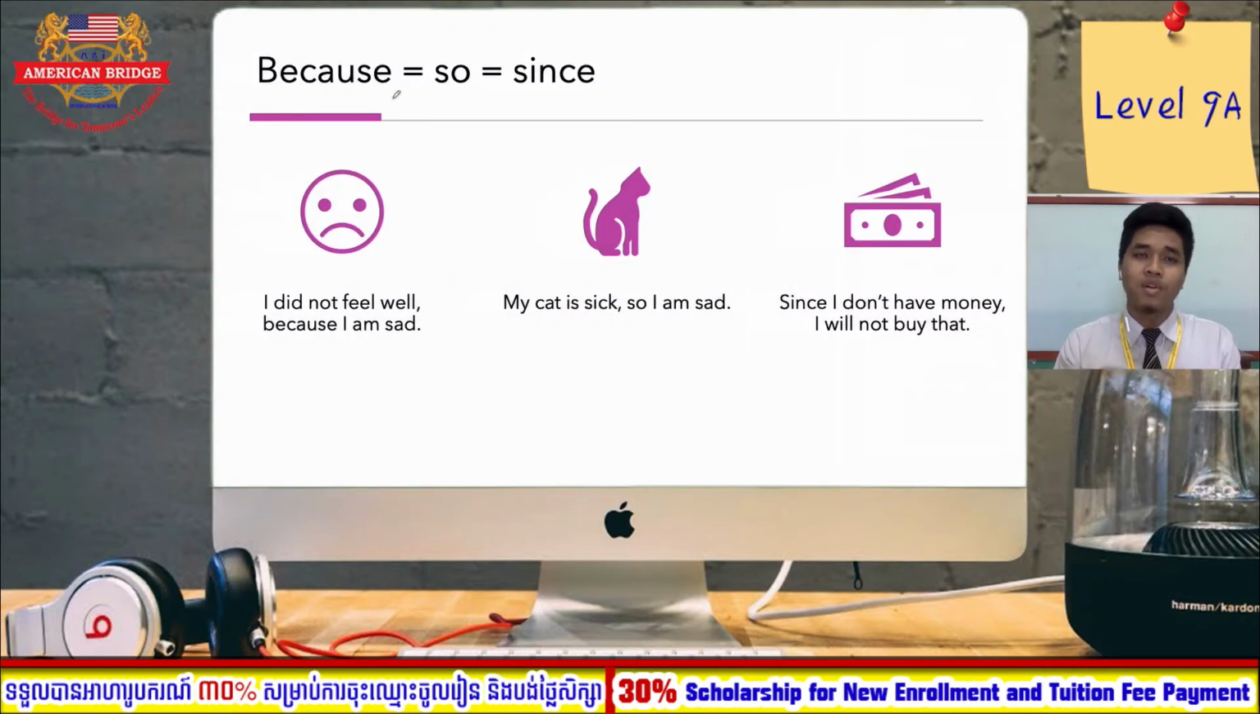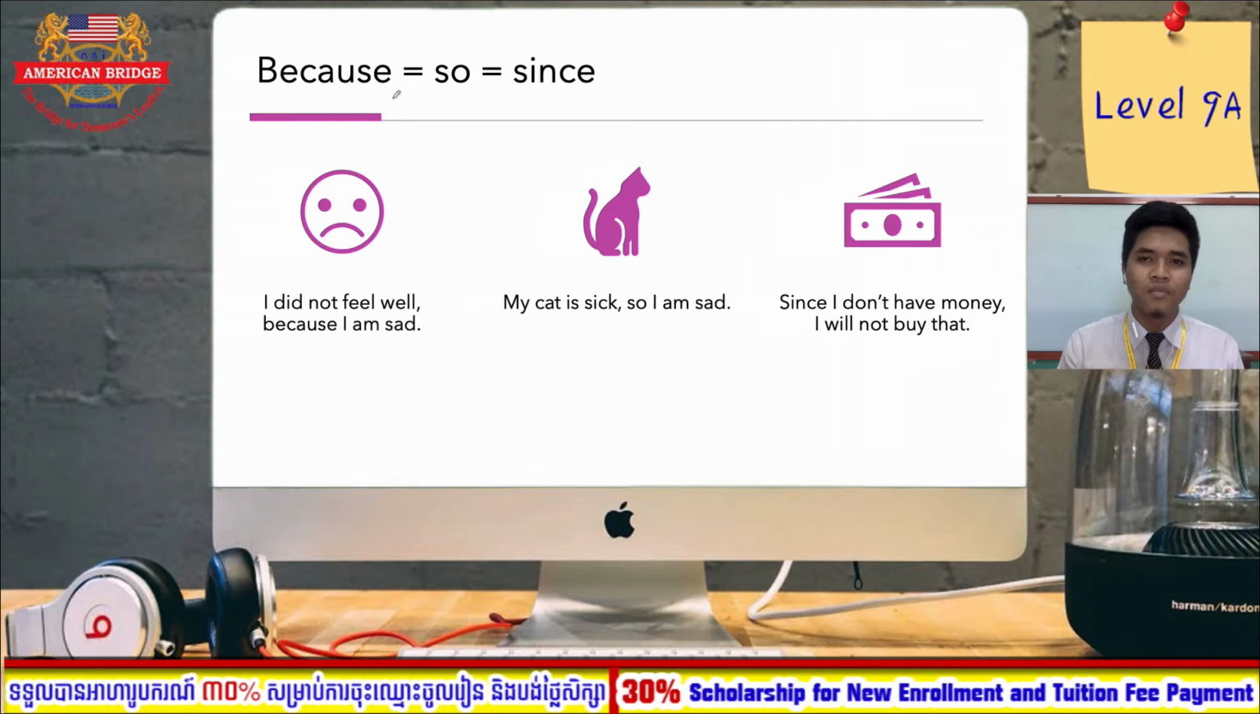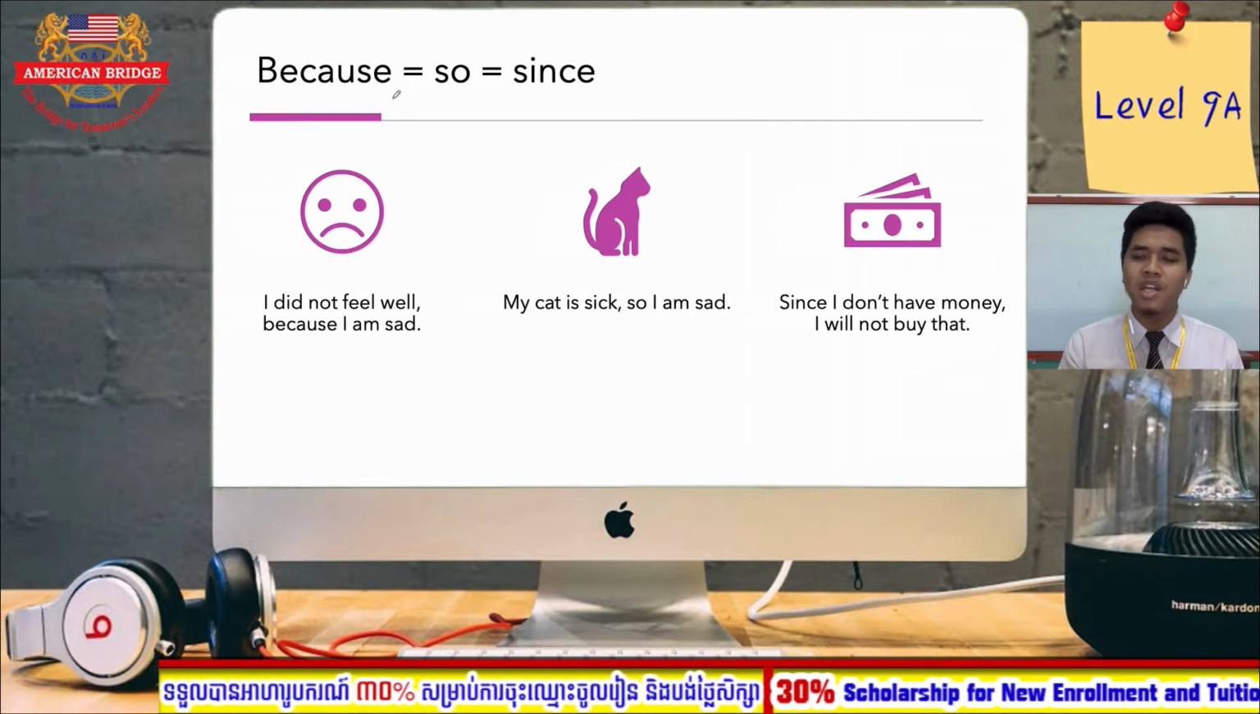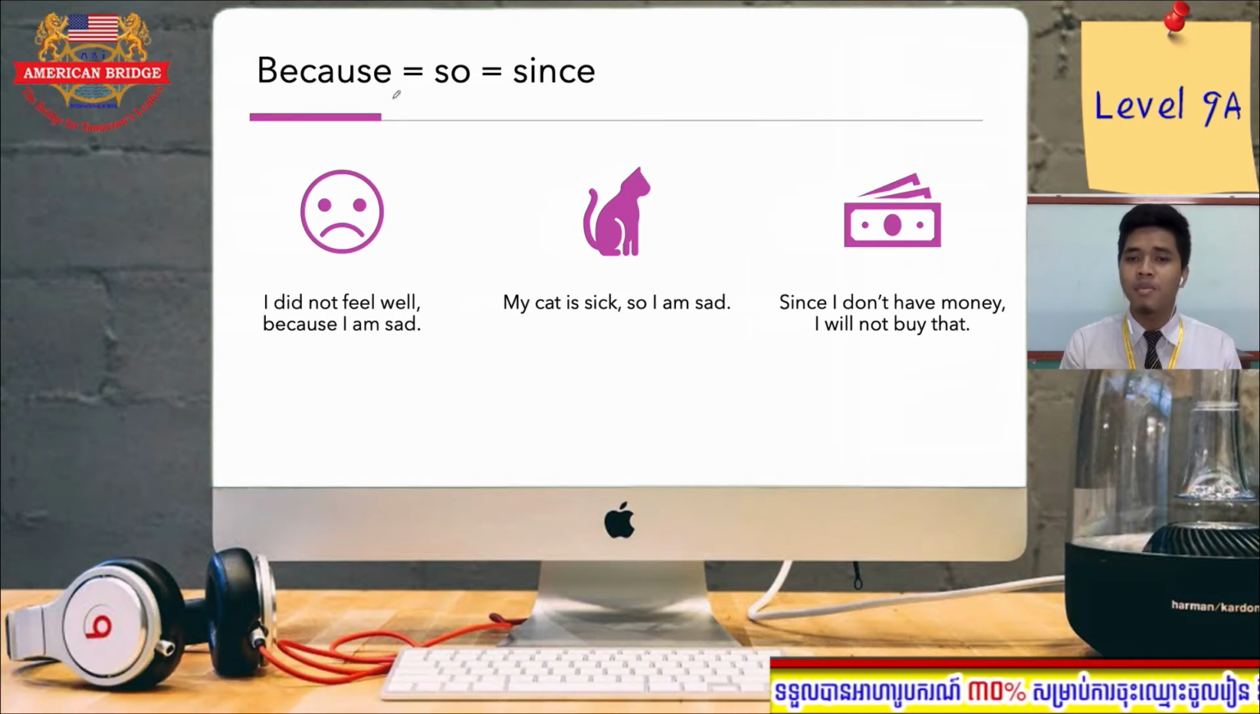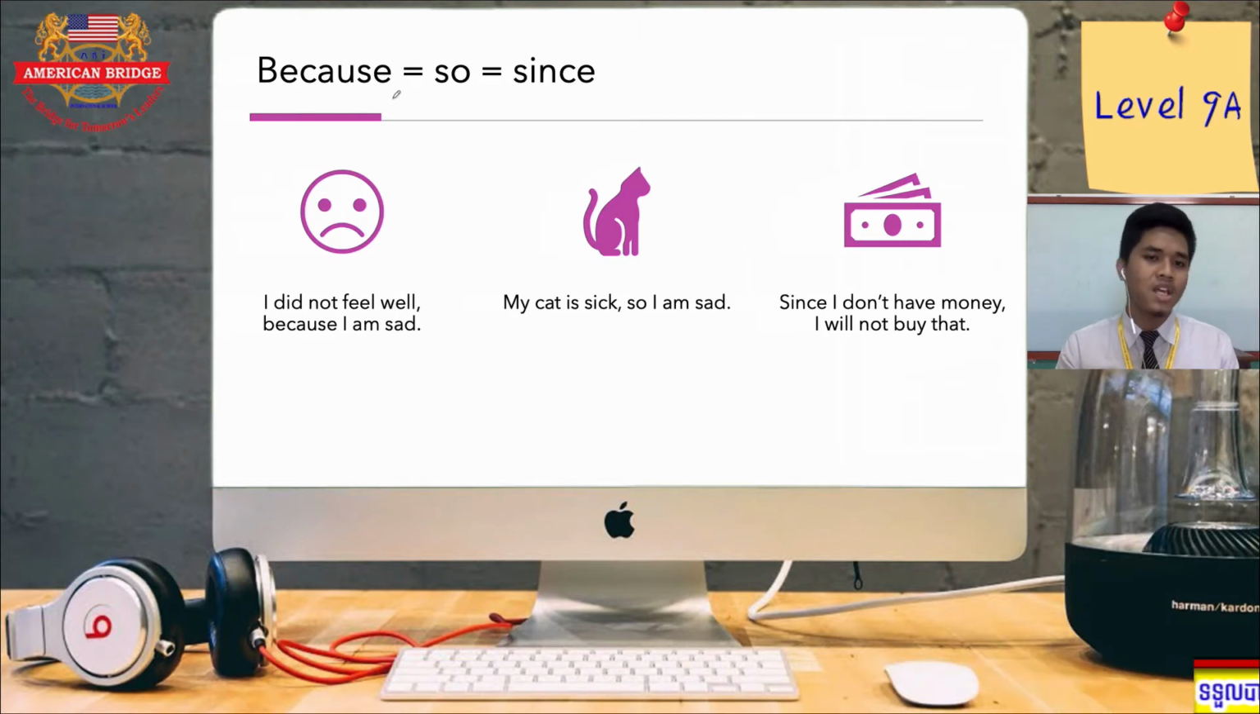Another one is the word because. It is very easy. The word because is very simple. But remember that the word because has the same meaning as the word so, and the same meaning as the word since. So look at the example.